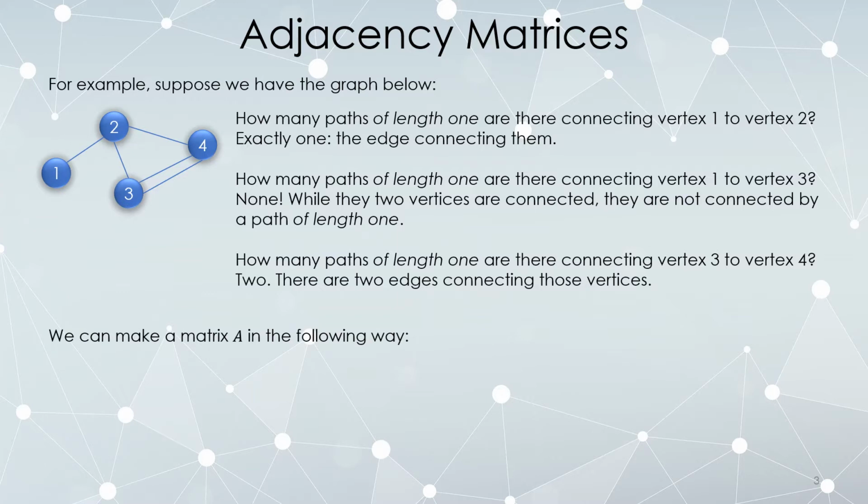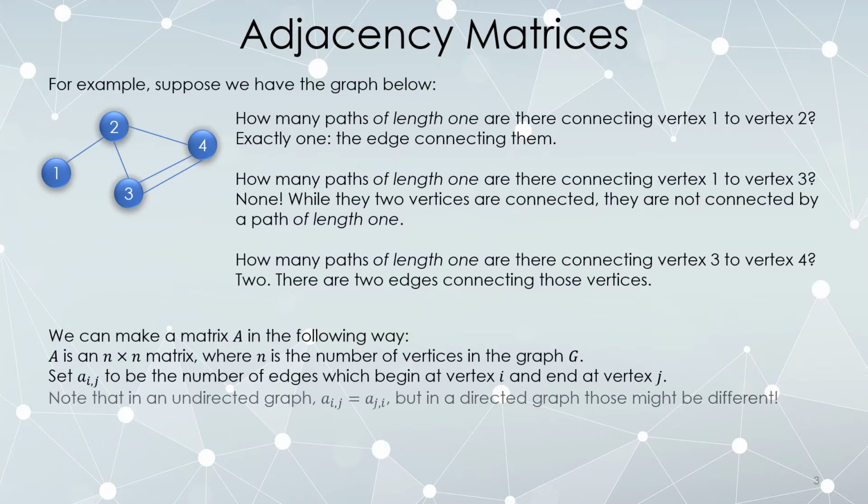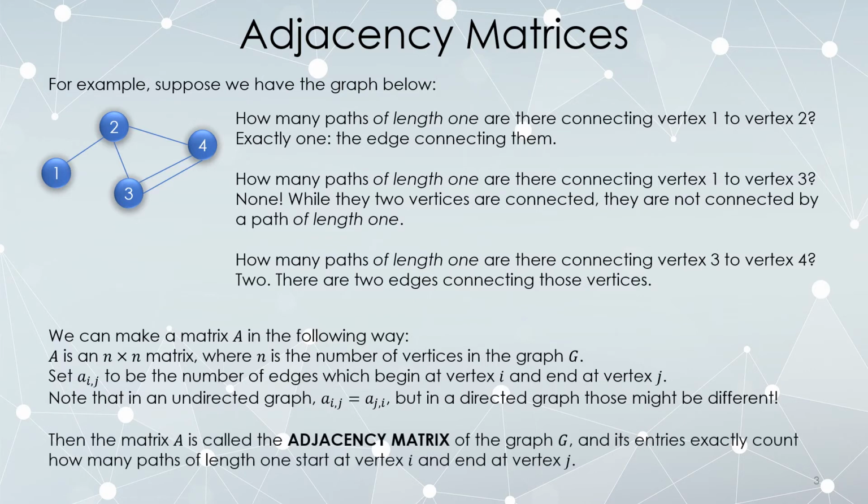So what we do is we make a matrix in the following way. If we had n vertices to begin with, we make an n by n square matrix, and A sub ij is going to be the number of edges that begin at i and end at j. In an undirected graph, it doesn't actually matter whether you begin at i and end at j or the other way. But in a directed graph, it might be different. In other words, the matrix we're making for an undirected graph will be symmetric. The matrix we make for a directed graph might not be.